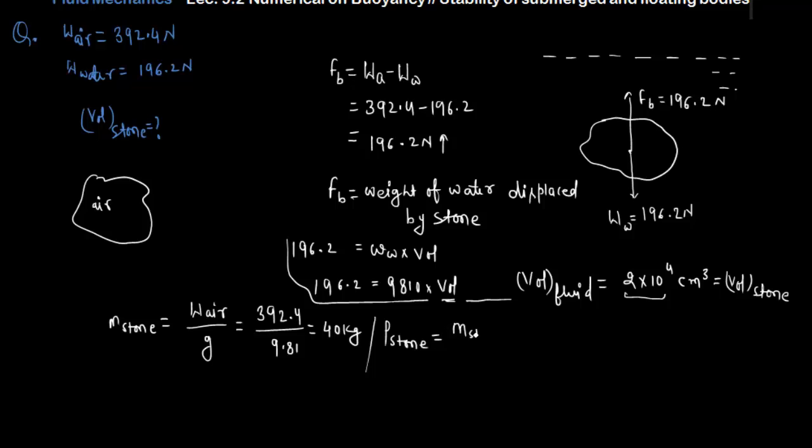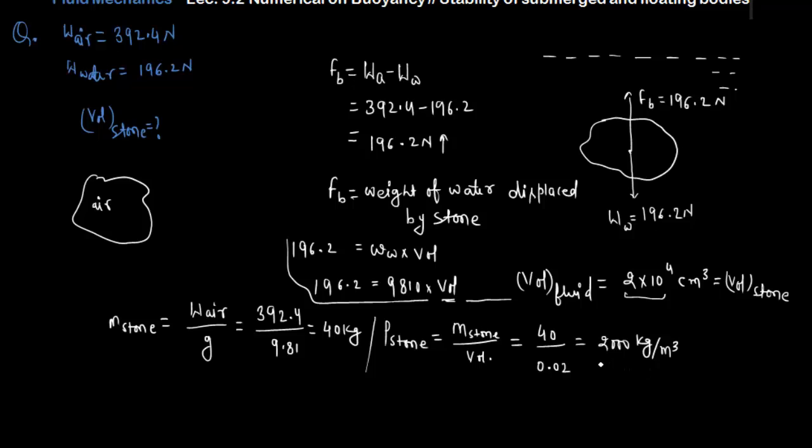So mass of stone divided by volume of this stone, and we know the volume of the stone, that is 2 into 10 raised to power 4 centimeter cube. So mass of the stone is 40 kg and volume, we can say this value is 0.02 meter cube. So from here we can say that the density of this stone is 2000 kg per meter cube. Okay, so the density of the stone is known, that is 2000 kg per meter cube.